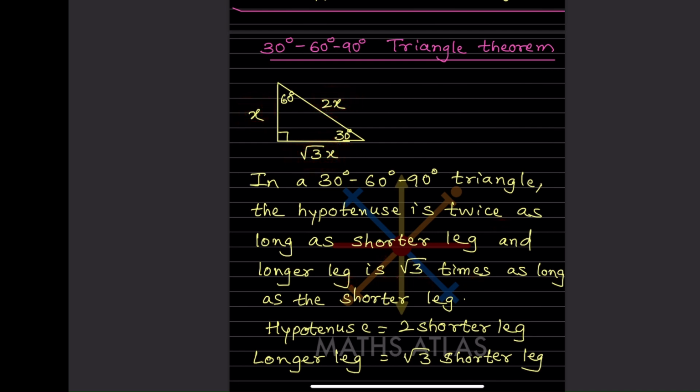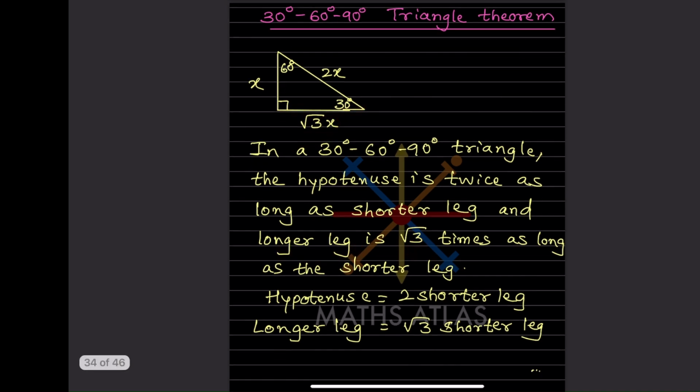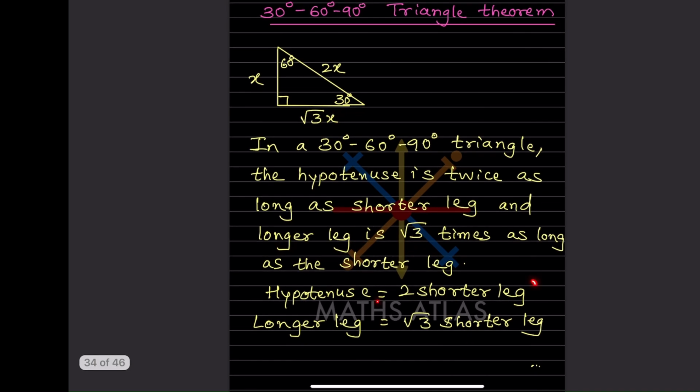So the hypotenuse is twice as long as the shorter leg, and the shorter leg is x, so this will be 2x. The longer leg is root 3 times as long as the shorter leg, meaning root 3 x. So the hypotenuse is 2 times the shorter leg, and the longer leg is root 3 times the shorter leg. So this you have to remember.